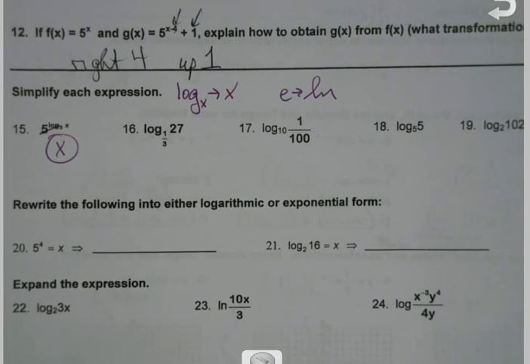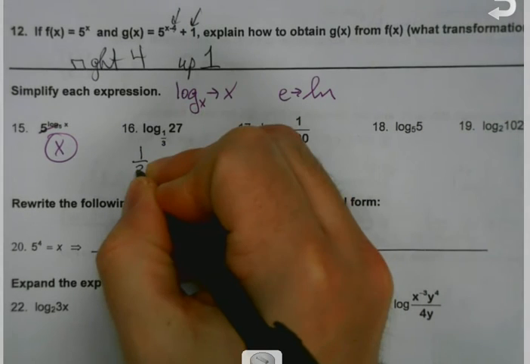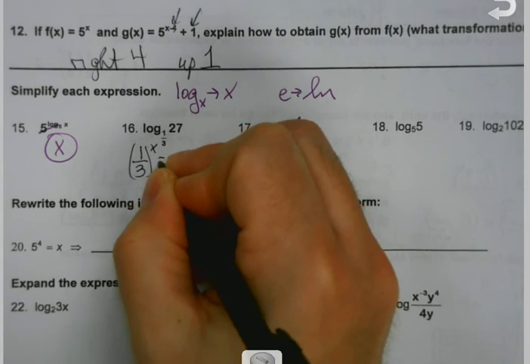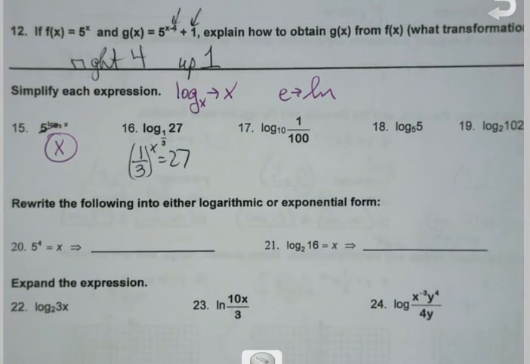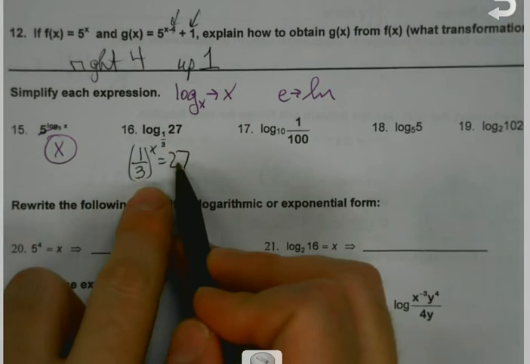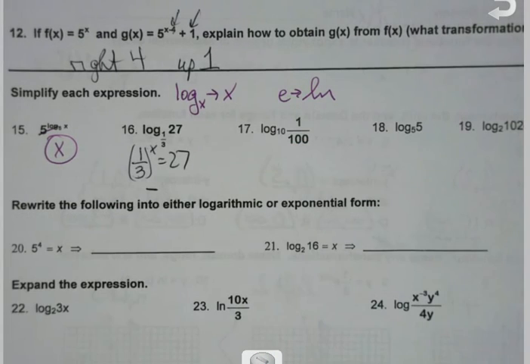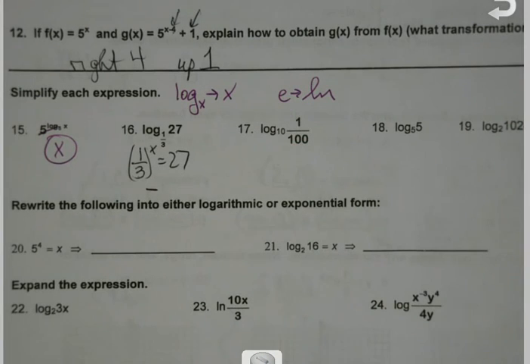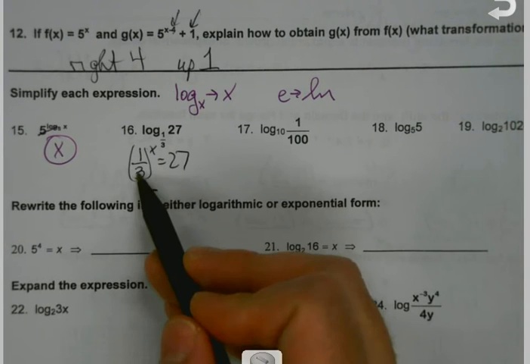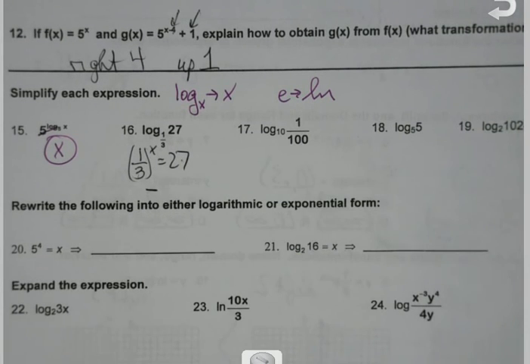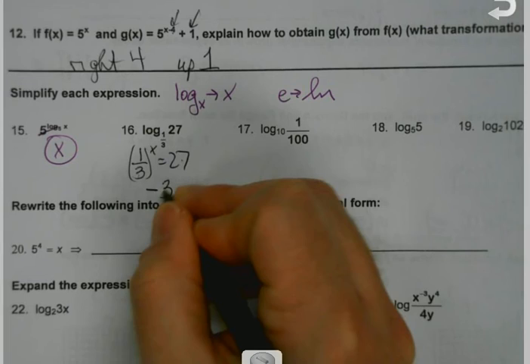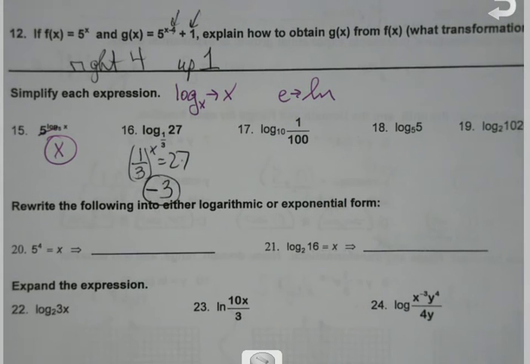Log base 1/3 of 27. Now remember, that means 1/3 to what power equals 27? And we've talked before about this. Fraction to whole number or whole number to fraction. I know it's going to be a negative because I have to flip it. And then really the only other question I have to ask myself is 3 to what power is 27? If you have to play with that in the calculator, you can. And you can get to the answer.